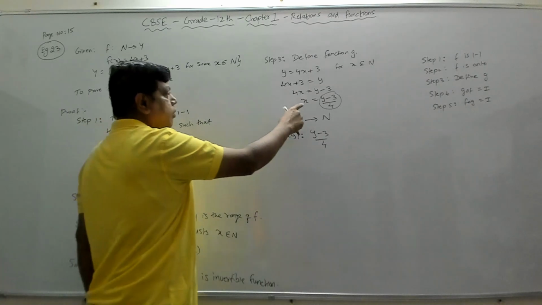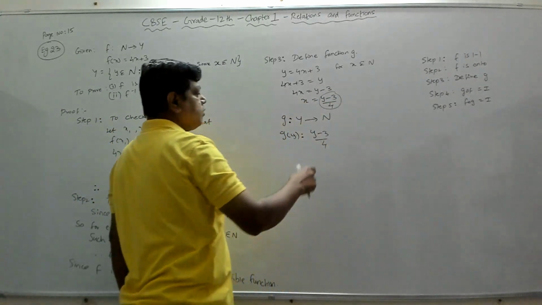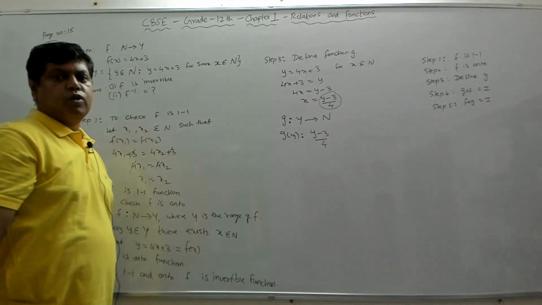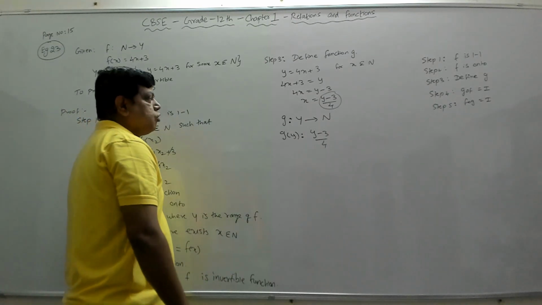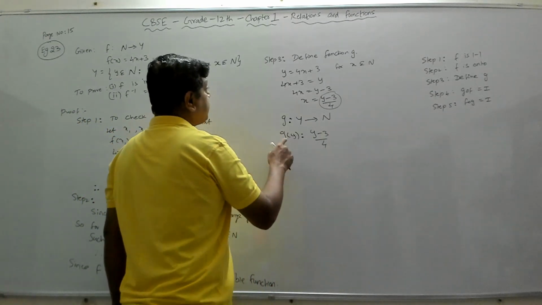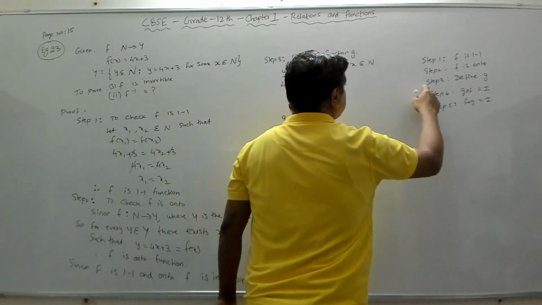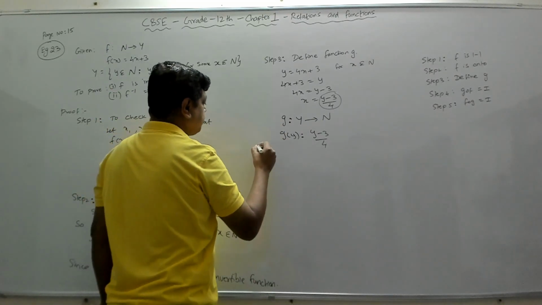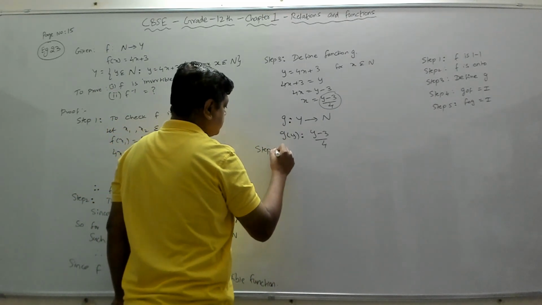Whatever the x is equal to, that should be defined as the g function, and we'll call it g of y is equal to (y minus 3) by 4. Now we have defined the function g. So step 3 is also over, where we have defined the function. Now we should find step 4.